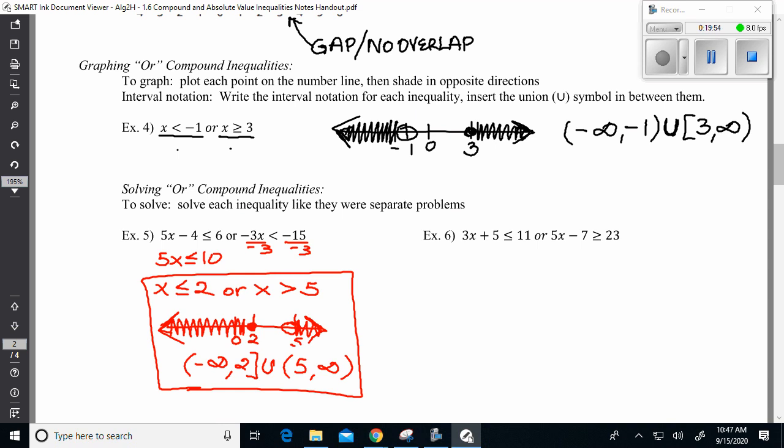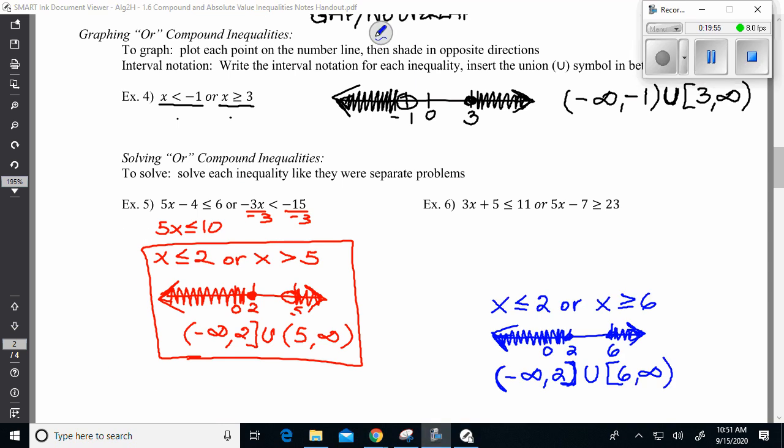Alright, and let's see. Subtract 5, you get 3x less than or equal to 6, so x is less than or equal to 2. Add 7, and then divide by 5. So there's your algebraic, and then the graphing and the interval takes care of itself.